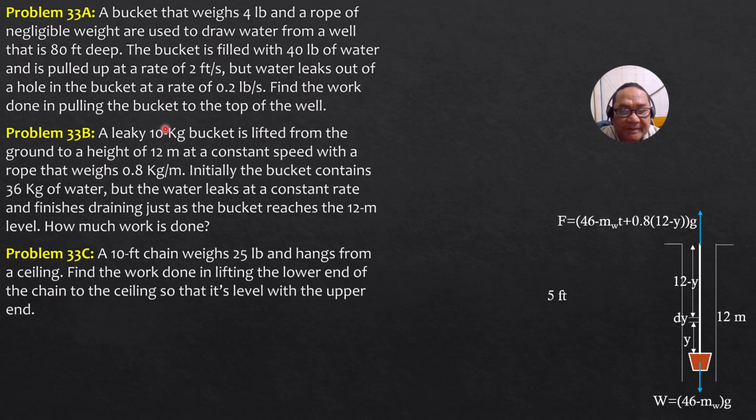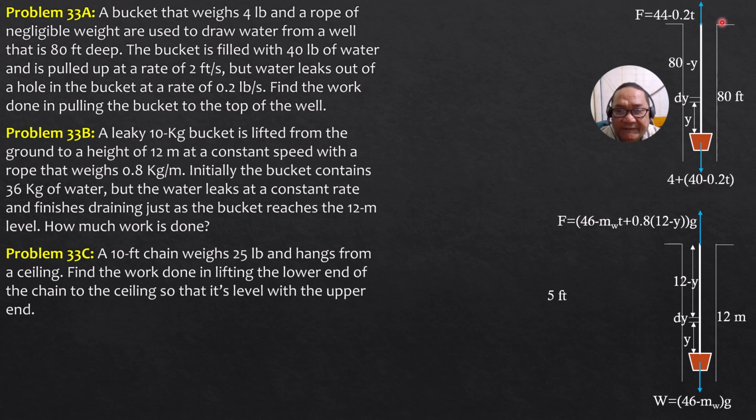So to solve this problem, remember that we have to draw the figure and the force needed to pull up this system with a bucket with a constant weight of 4 pounds and a rope with negligible weight, but there is a bucket attached at the end, and also the initial weight of water in the bucket is 40 pounds, and the rope is pulled up at the rate of 2 feet per second, and water leaks out of a hole in the bucket at the rate of 0.2 pound per second. So to help analyze the situation, let's have this figure here.